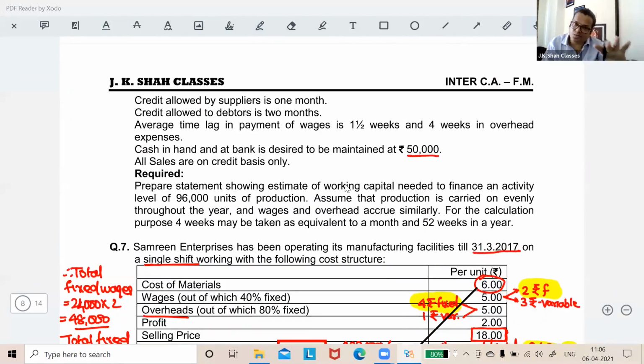You also know the importance of this statement. Even if it is not there, we do the same thing. Prepare a statement showing an estimate of working capital needed to finance an activity level of 96,000 units of production. Assume that production is carried out evenly throughout the year.